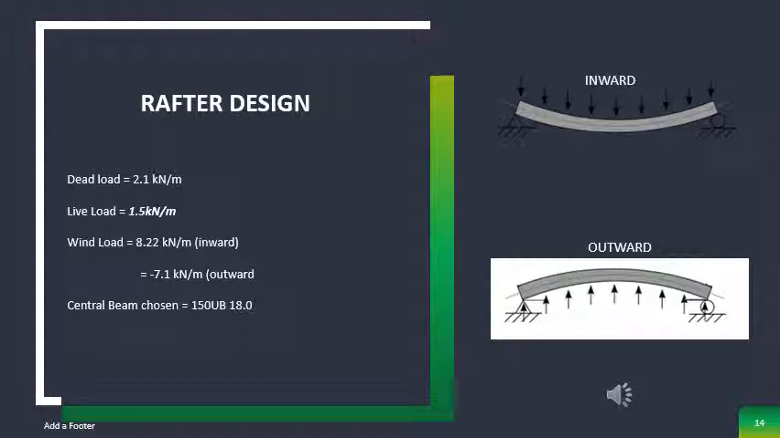Following the calculations throughout the report, these loads were 2.1 kilonewtons per meter for dead load, 1.5 kilonewtons per meter for the live load, 8.22 kilonewton meters inward, and negative 7.1 kilonewton meters outward for pressure and suction of the wind loads. Beam UB 150 18.0 was chosen for the central rafter and proven safe.